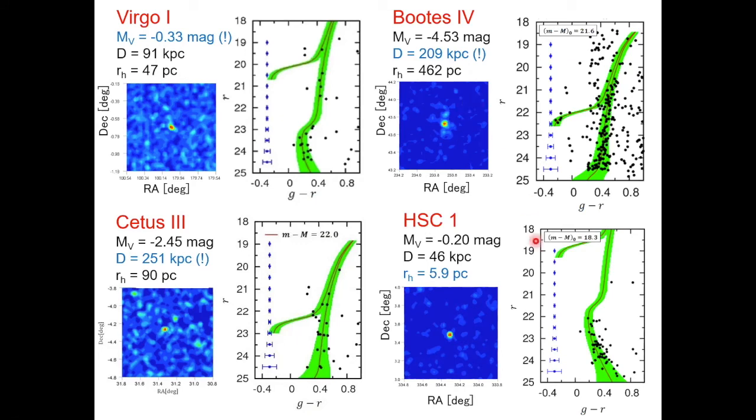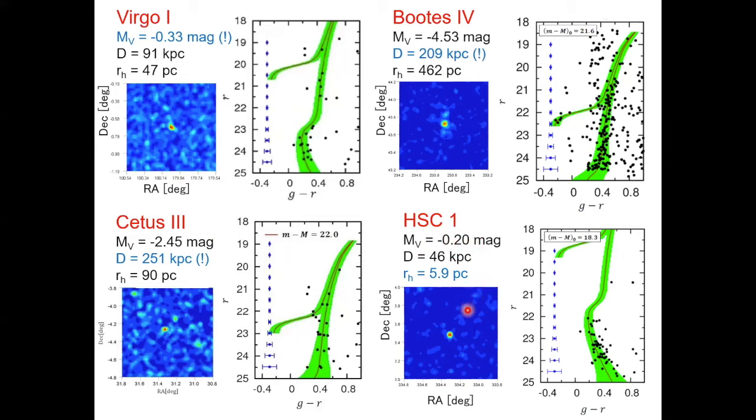We also discovered this very compact stellar system. As you see, it comprises many main sequence stars and only a few RGB stars, red giant branch stars. It is so compact, with a half-light radius of only 6 parsec. Since this is most probably a globular cluster, not a satellite galaxy with an extended spatial distribution, we put the name HSC1, because this is possibly the first globular cluster discovered from HSC data.